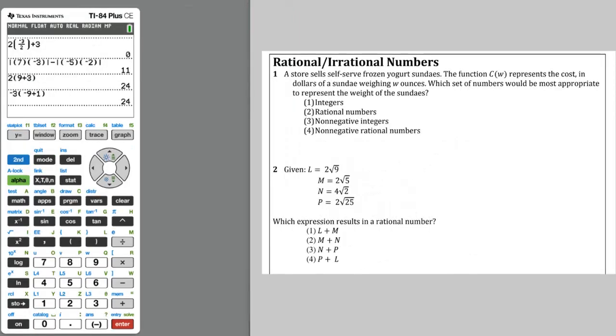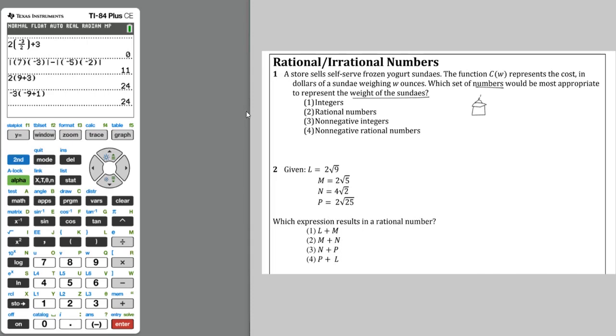Moving on to our section on rational and irrational numbers. Number 1, a store sells self-serve frozen yogurt sundaes. The function C of W represents the cost in dollars of a sundae weighing W ounces. Which set of numbers would be most appropriate to represent the weight of the sundaes? So we're talking about numbers that are going to talk about the weight of a sundae. So here's my sundae, right? And I put it on a scale. And then that tells me how much I have to pay for my sundae.